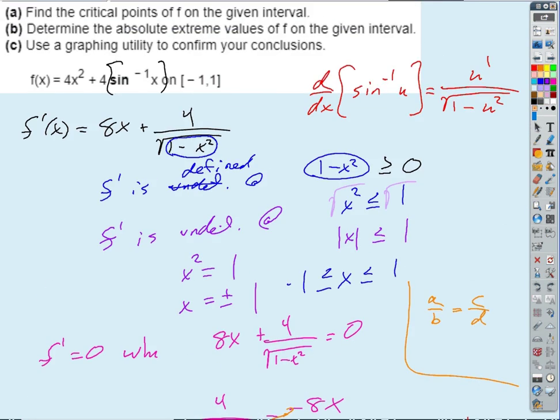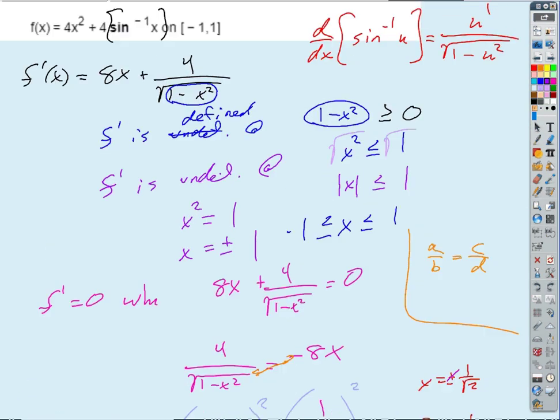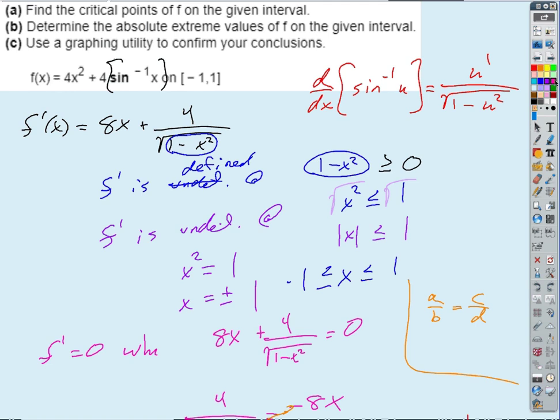Well, that's a lot of work. Yeah. Ulissa Cruz, please come to the office. So our only critical number Ulissa Cruz, please come to the office. Thank you. is x equals negative 1 over square root of 2.